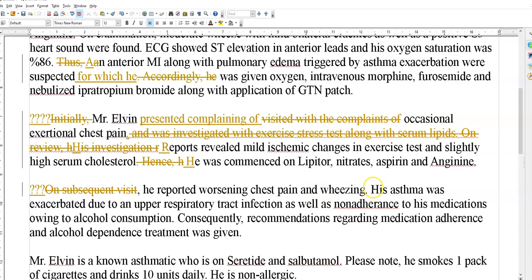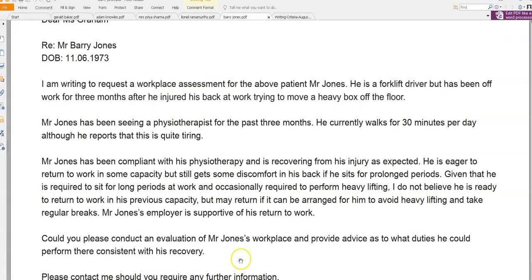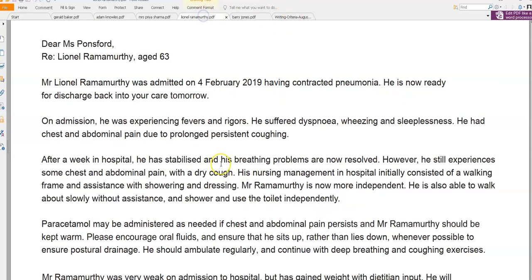This sentence isn't too bad. It explains a little bit. Upper respiratory tract infection, non-adherence to his meds, owing to alcohol consumption. Consequently, recommendations, medication adherence to alcohol. You could do it passively or, I recommended that. You don't have to use passive all the time. And in fact, if you look at some of these others here, he doesn't. Let's have a look.